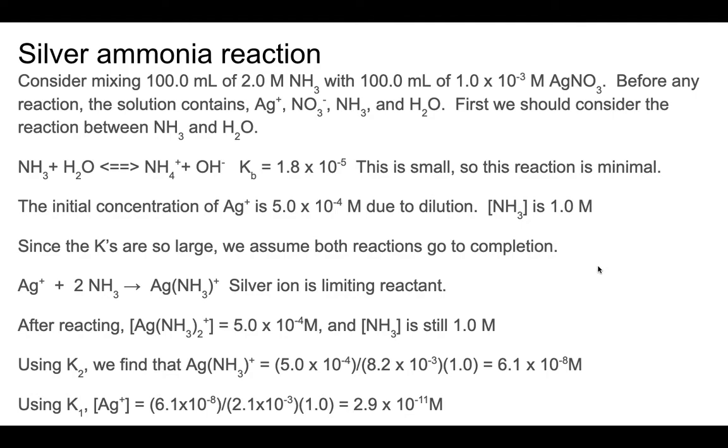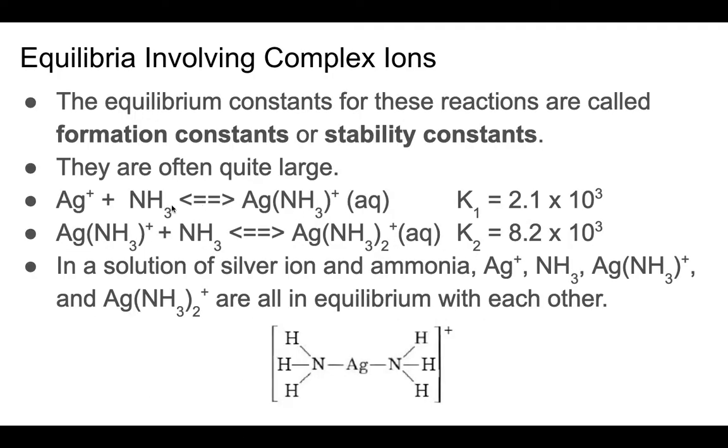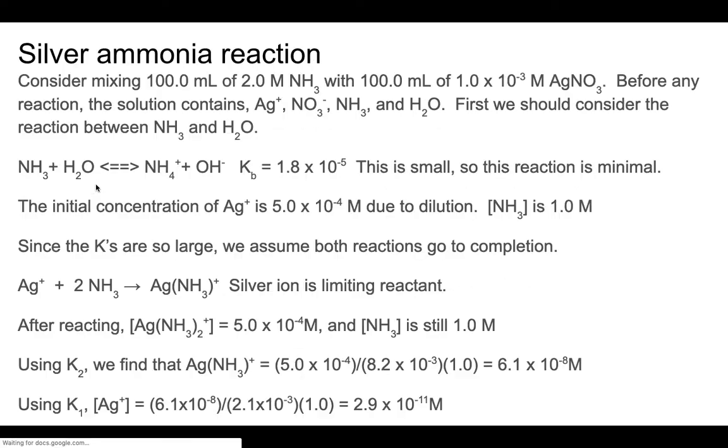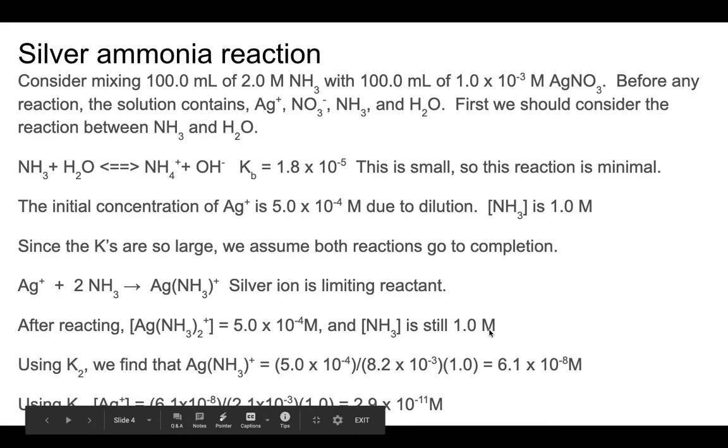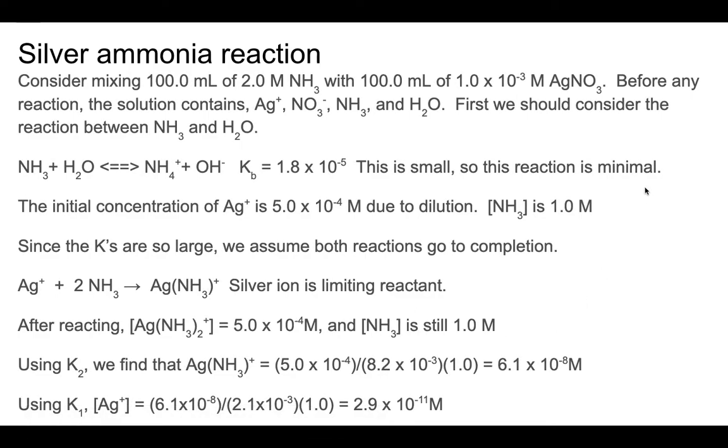Now, going back to K1, we can do that same kind of algebra with K1, where we solve for how much of the silver doesn't have any ammonia on it. And that's going to be the amount of silver with 1 ammonia, 6.1 times 10 to the minus 8, divided by 2.1 times 10 to the third. I think I did it again. I think I put a negative third on it when it should be positive third. So that's another misprint. Sorry about that. 2.1 times 10 to the third, and also divided by 1 molar.